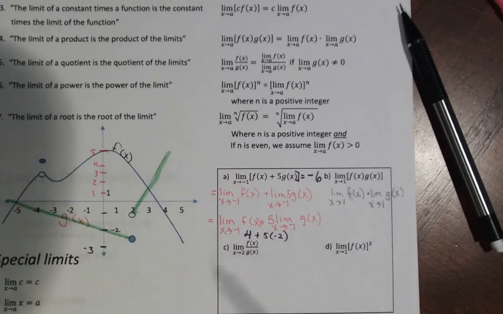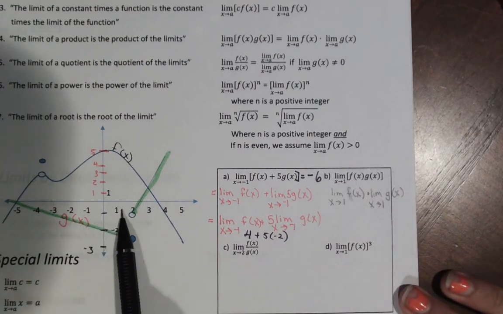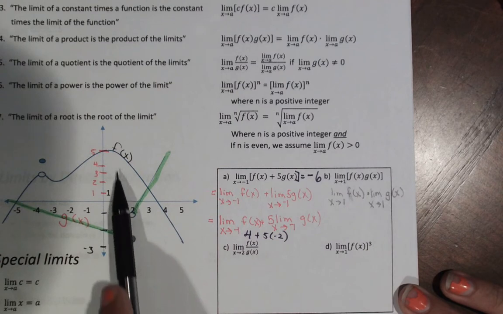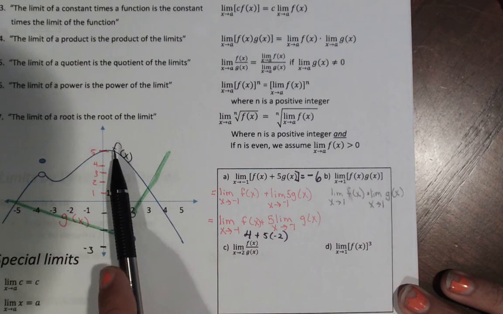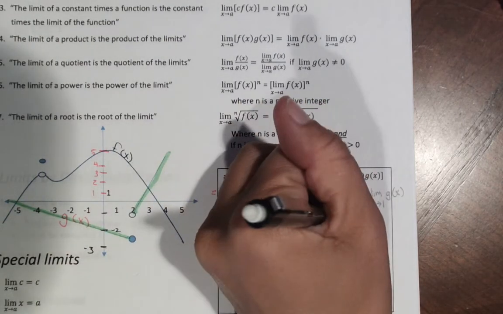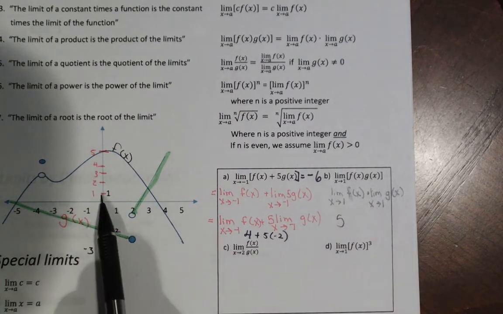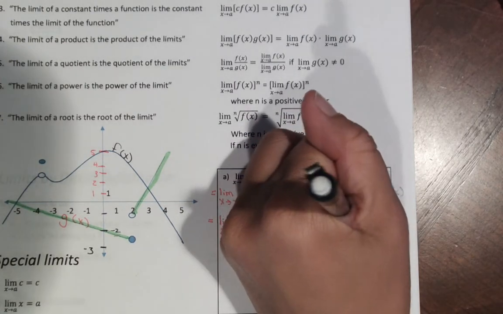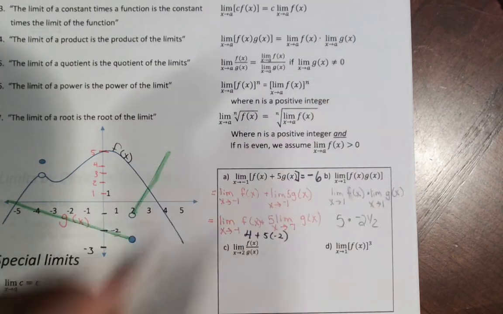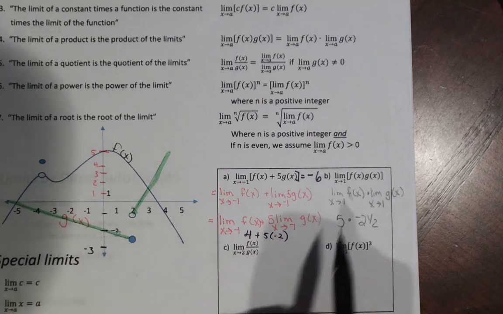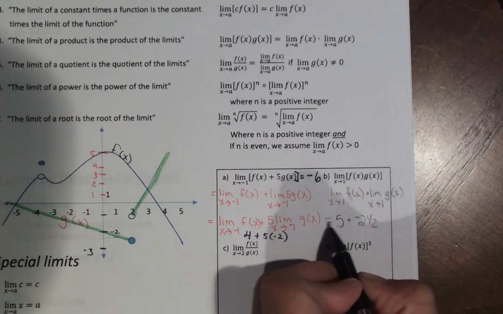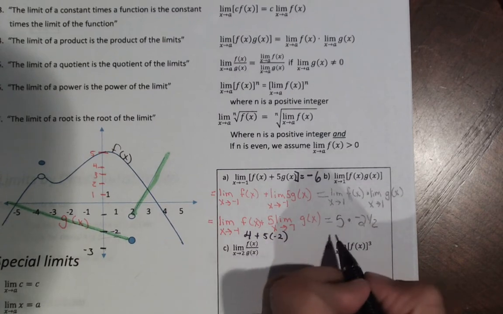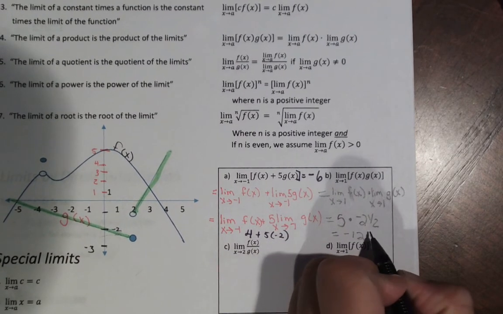Now I could look at my graph and I could say, okay, when x approaches 1 of f of x, five, we'll call that 5. And the limit as x approaches 1 of g of x, I'm going to call that -2.5. Okay. And then when I multiply those together, we get -12.5.